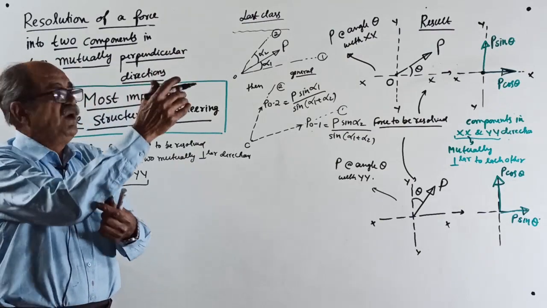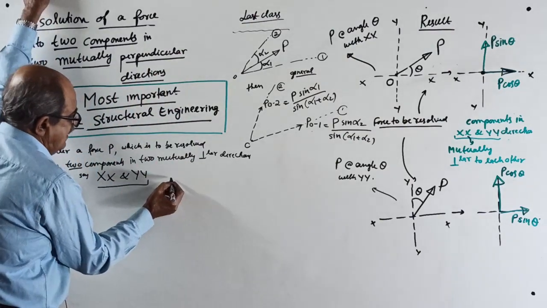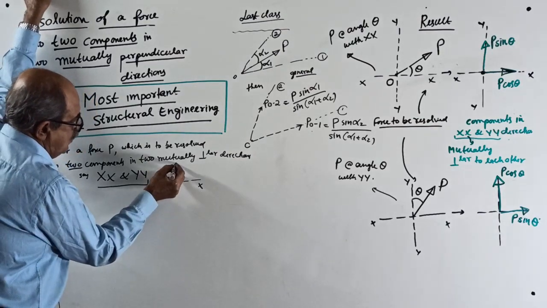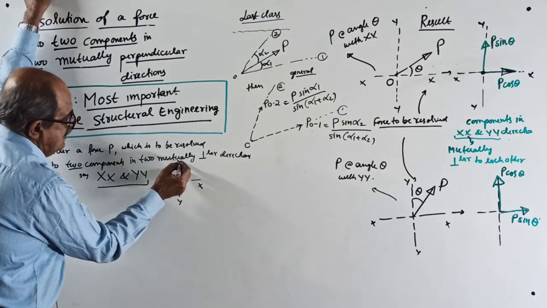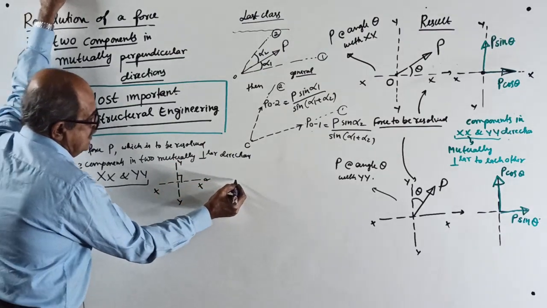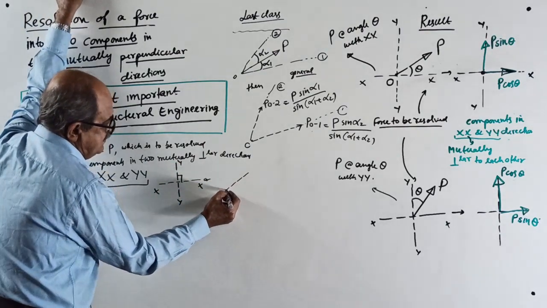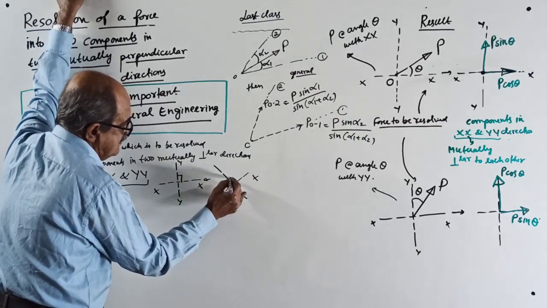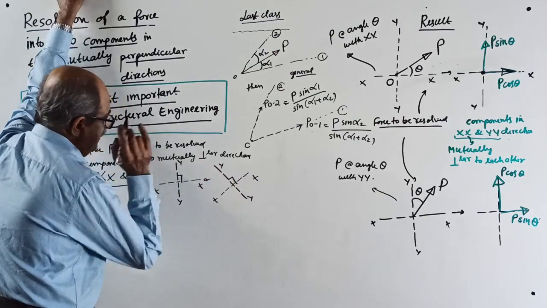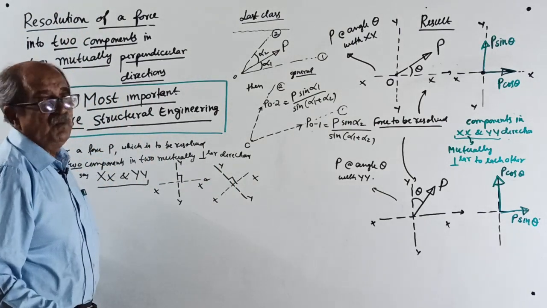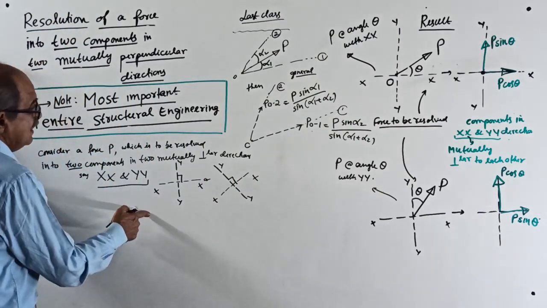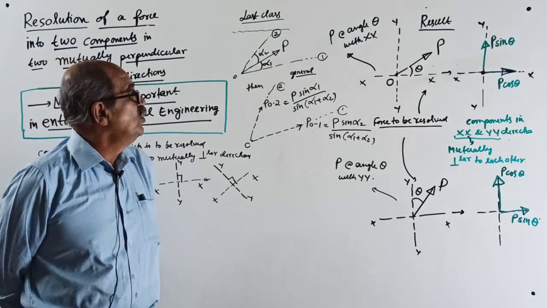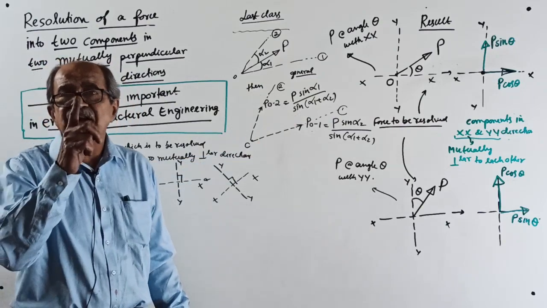Whichever way xx is, make a note, yy should be perpendicular. If xx is like this, yy should be like this. This is yy. This way we want. Now it can be done very easily by basic principle. You don't have to use this formula. But to understand, do one thing.